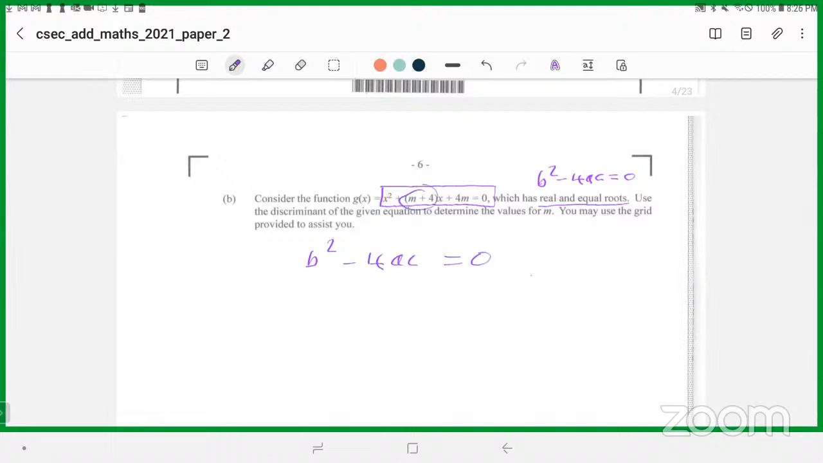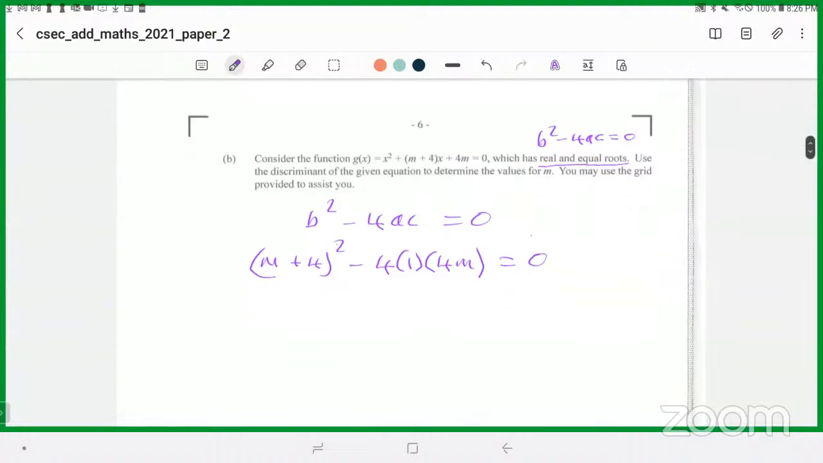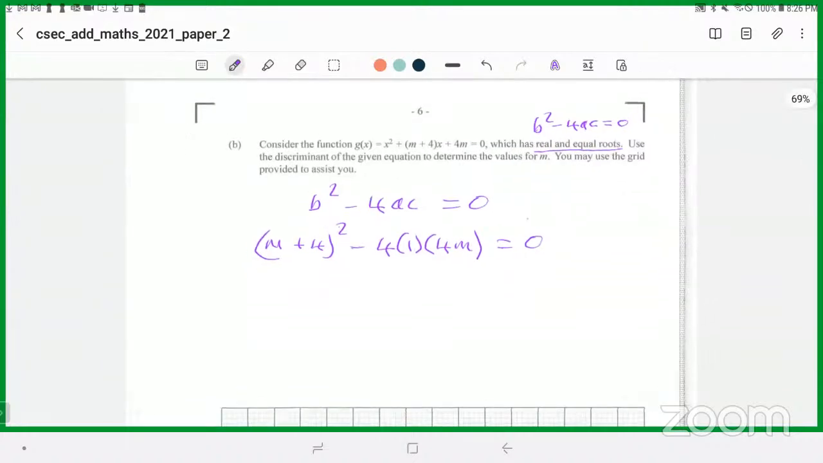So the b is 4 plus m, plus 4. So it's m plus 4 squared minus 4 times a. In this equation, there's no number in front of the x squared, so the a is 1, times c. This is just c, 4m, times 4m equals 0. That becomes a quadratic in m. I can solve it. It's a quadratic equation in m.